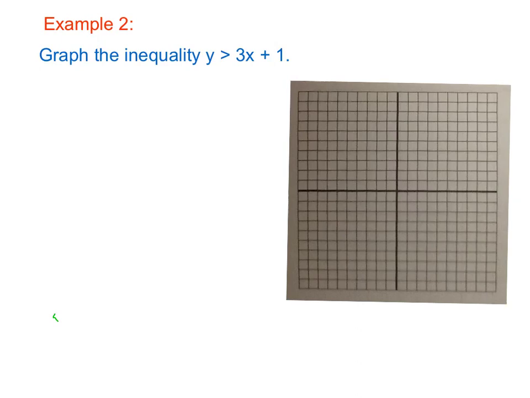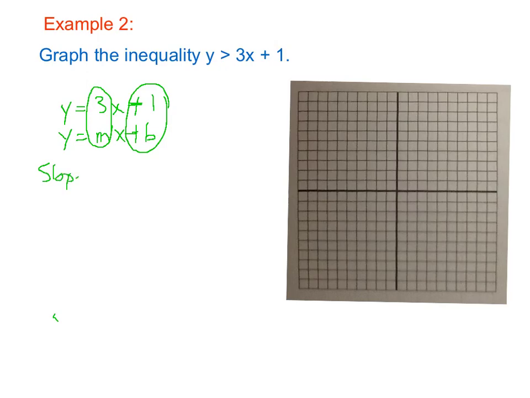Alright, here we've got the inequality y is greater than 3x plus 1, and we want to graph it. So I'm going to treat it like it's an equation. So I'm going to write y equals 3x plus 1. And the method I'm going to use to graph this is slope-intercept form. So we've got y equals mx plus b. Whatever's in the m location is the slope. Whatever's in the b location is the y-intercept.